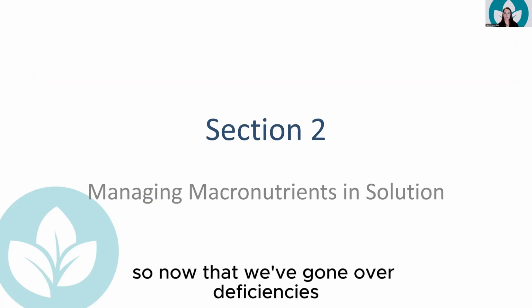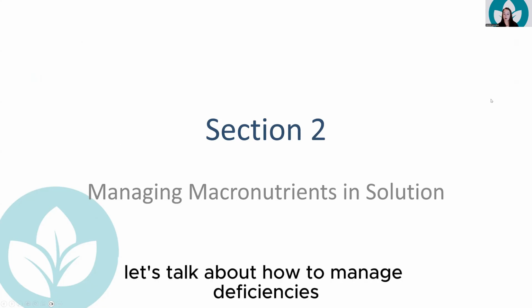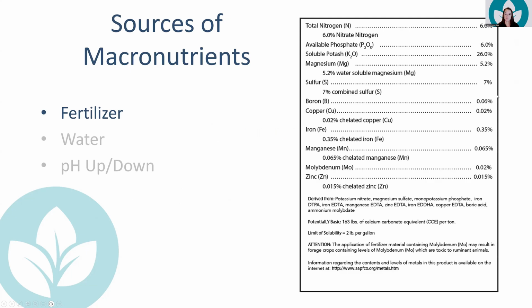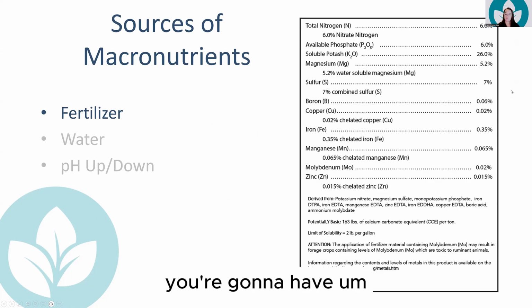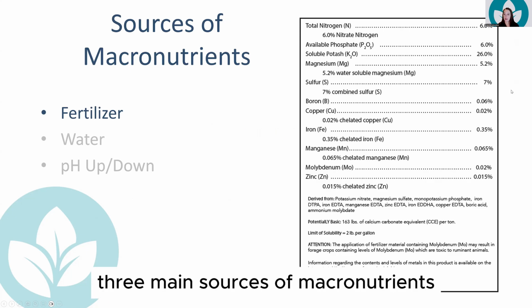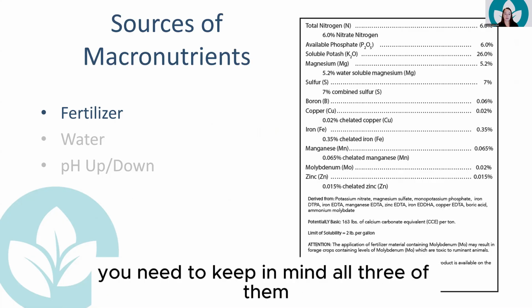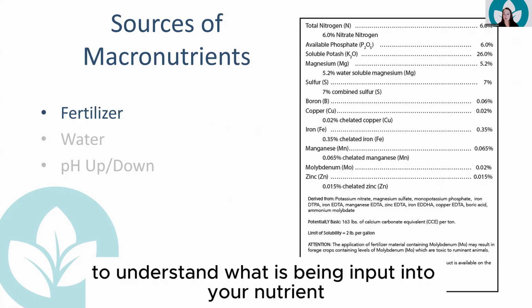So now that we've gone over deficiencies and what they look like, let's talk about how to manage deficiencies when they occur. You're going to have three main sources of macronutrients, and you need to keep in mind all three of them to understand what is being input into your nutrient solution.